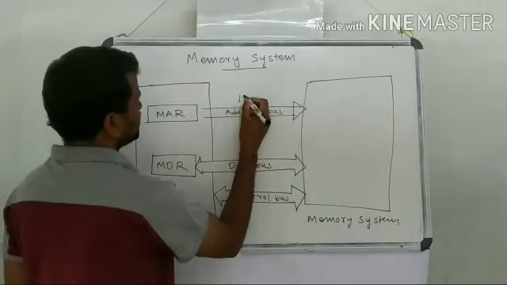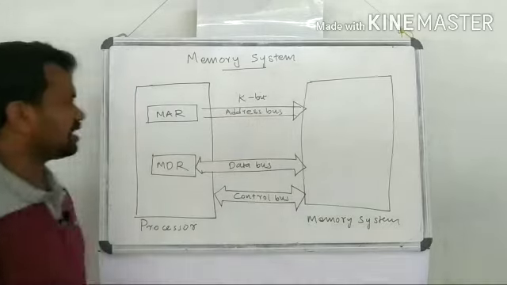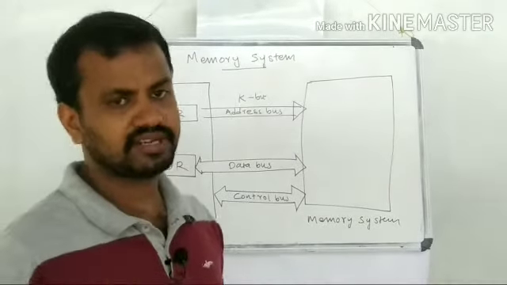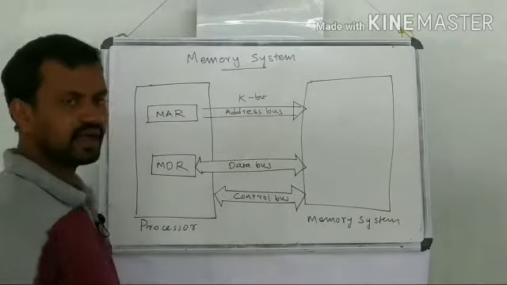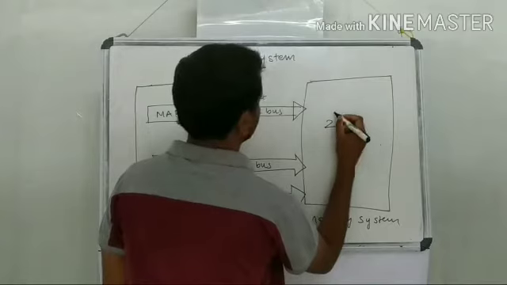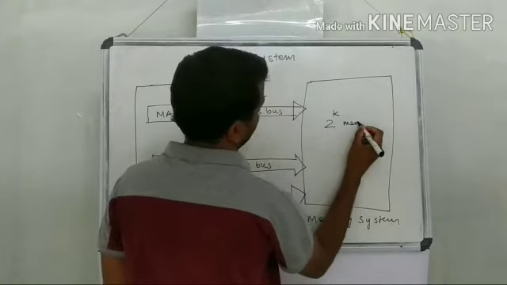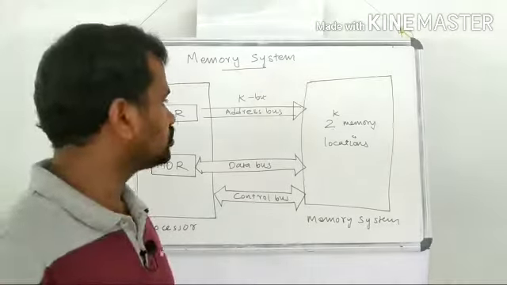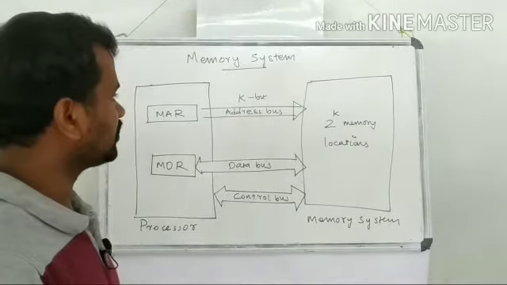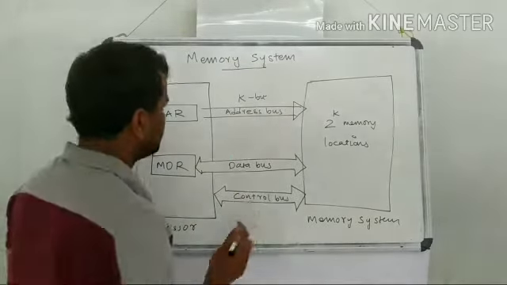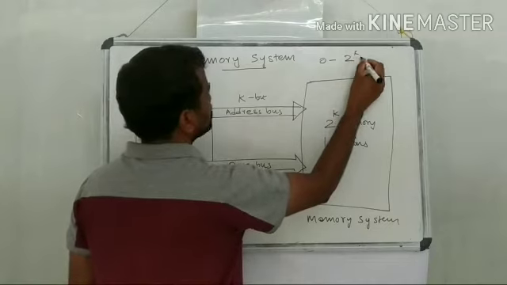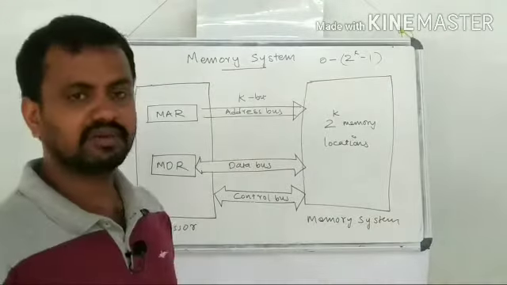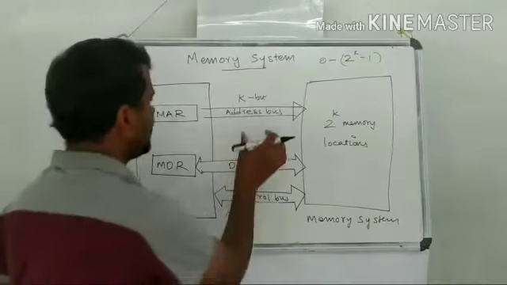Assume that this address bus is a k bit address bus. Then the processor will generate a k bit address, and by using this k bit address, this processor can access up to 2 to the power k memory locations. We call this space, from 0 to 2 to the power k minus 1, the address space corresponding to the processor. That many memory locations can be accessed by the processor by using this address bus.